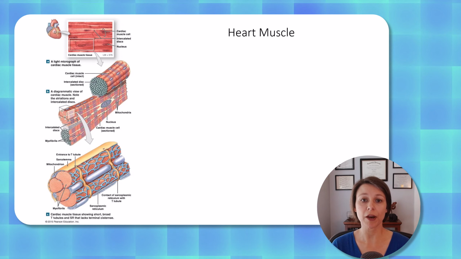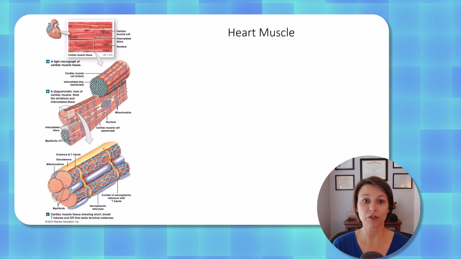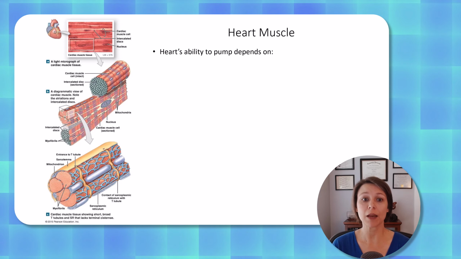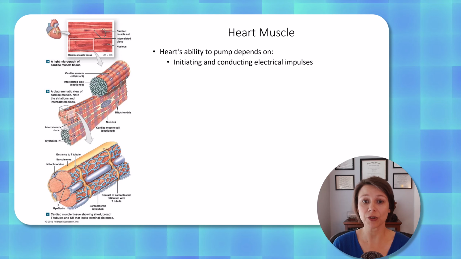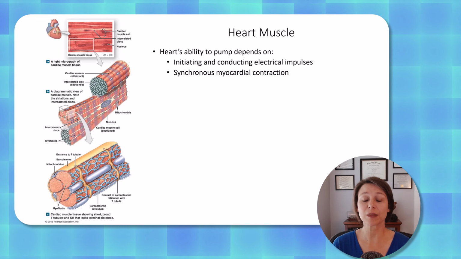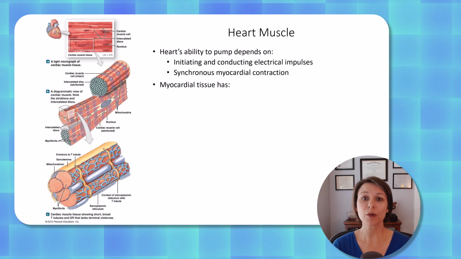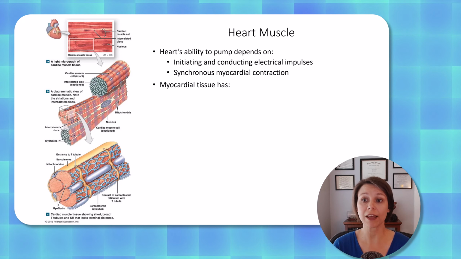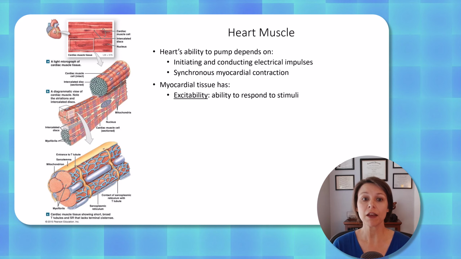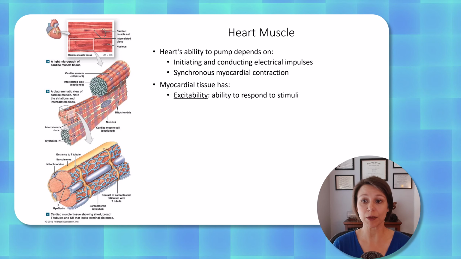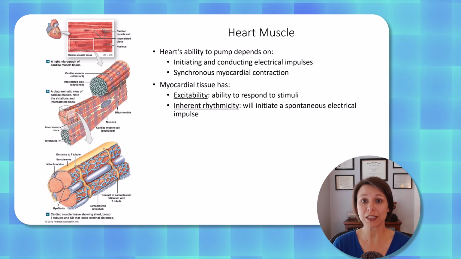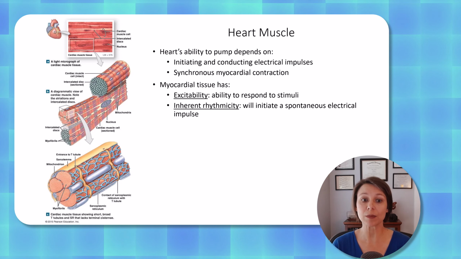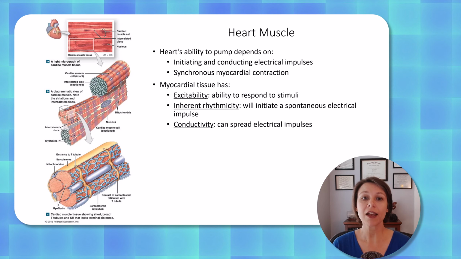The last thing we'll talk about is the heart muscle itself. The heart's ability to pump depends on being able to initiate and conduct electrical impulses and then have synchronous myocardial contraction. So, myocardial tissue has to have certain properties or characteristics to it, and that includes excitability, the ability to respond to stimuli, an inherent rhythmicity or spontaneous rhythmicity that allows it to initiate a spontaneous electrical impulse.